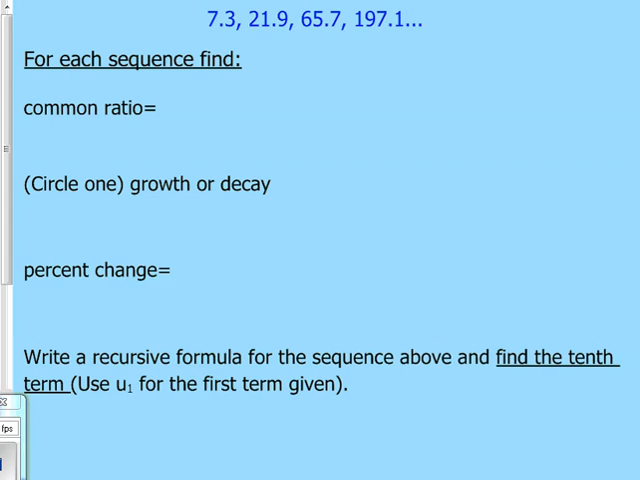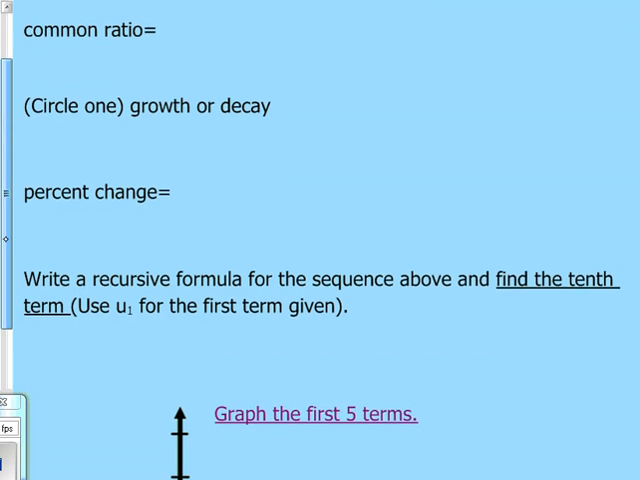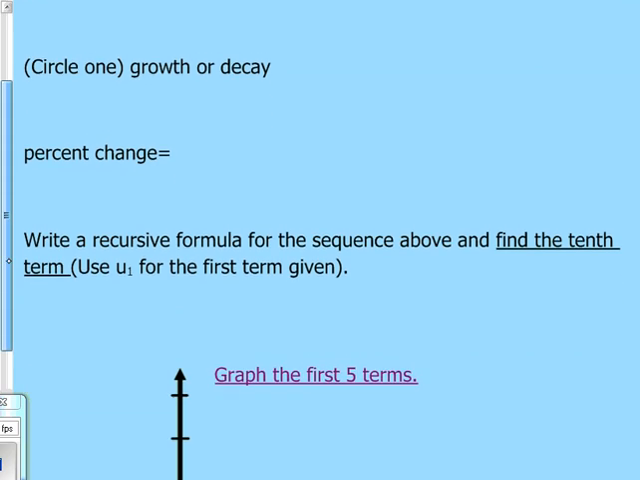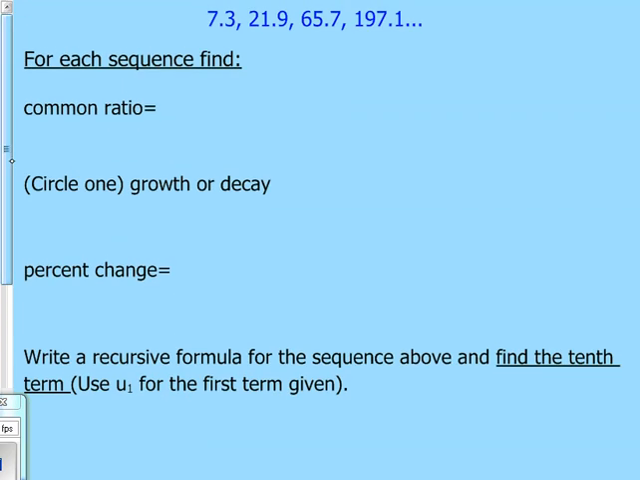So we're going to jump down to one of our graphing ones. We're going to do the same process here. Let's find the common ratio, whether it's growth or decay, what the percent change is, and then I'll show you how to graph this sequence right here. So here's your sequence right up here, answering these questions, and of course writing the formula.